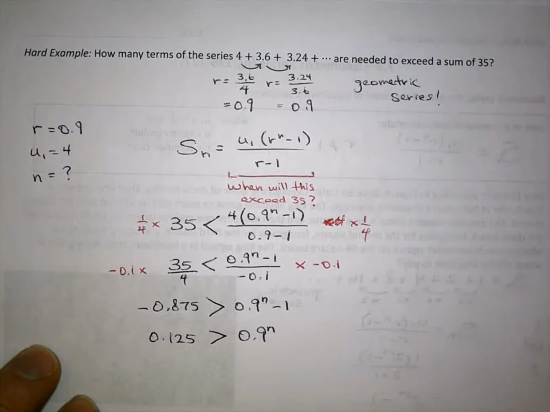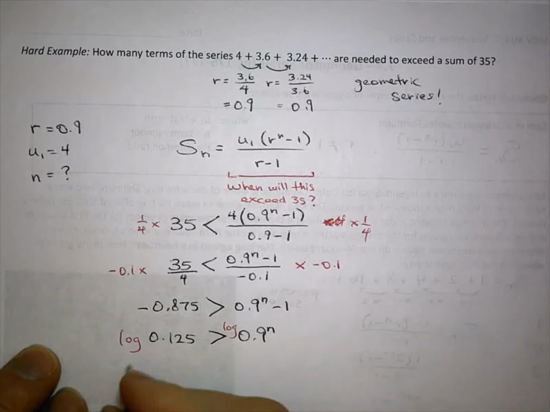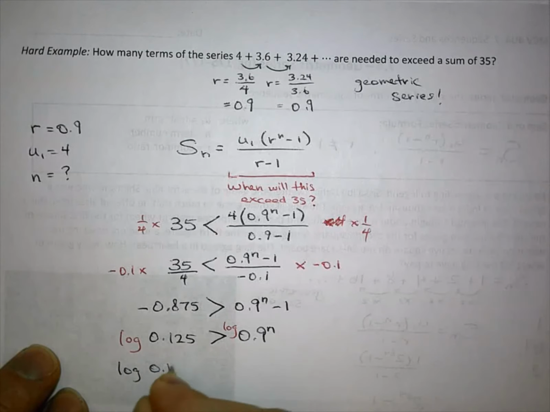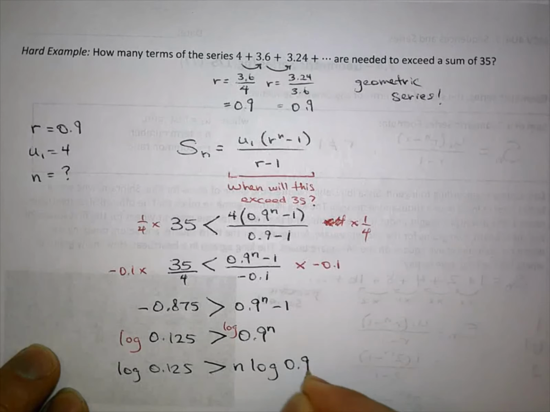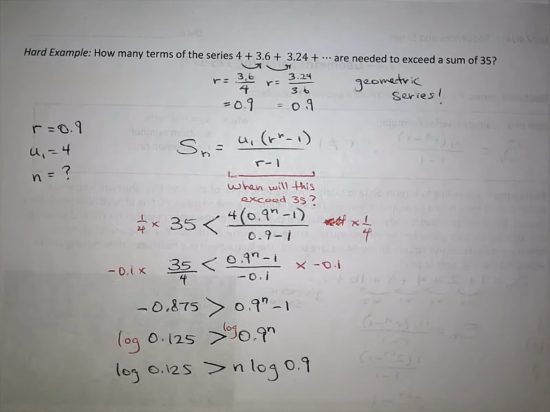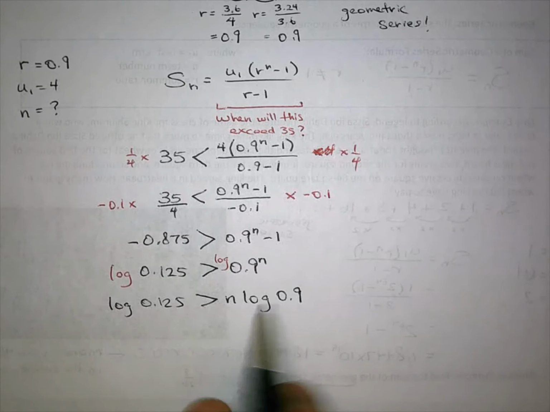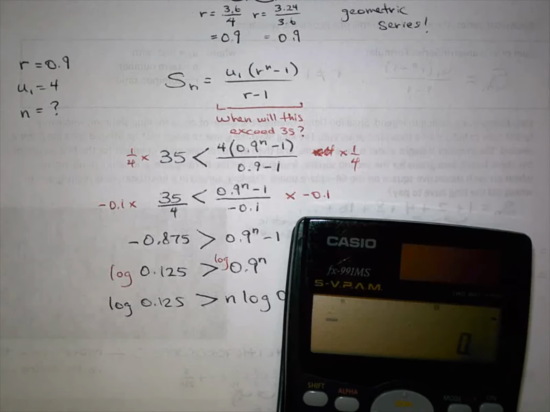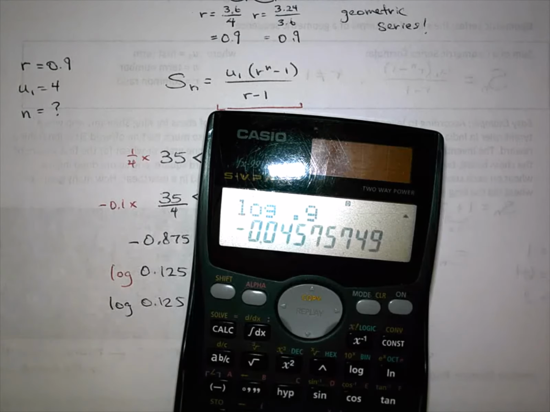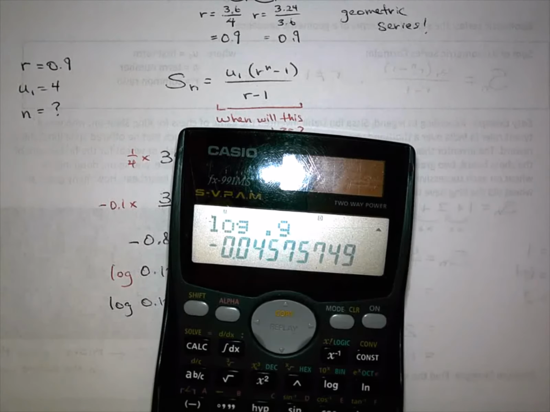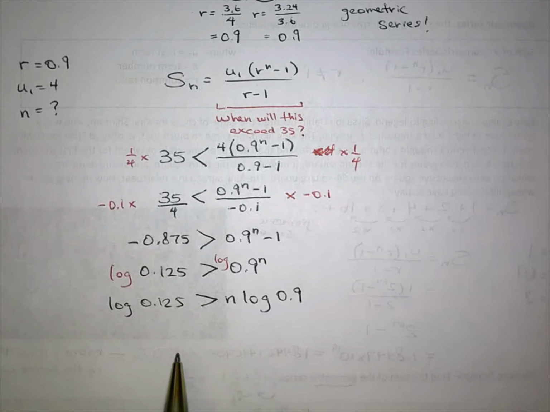Now I know what you're thinking. Oh, I know what to do here, sir. I just log both sides. And you're right. Then you end up with log 0.125 is greater than n log 0.9. The nice thing about logging both sides is the n can come down. That's using one of your log laws. However, now you might say, I'm just going to divide both sides by log 0.9. Remember, log 0.9 is just a number. You go up to the top of the school, you say, what's log 0.9? And someone else yells back at you, it's negative 0.04575. Problem is, if you divide both sides by a negative, you have to switch the sign again.